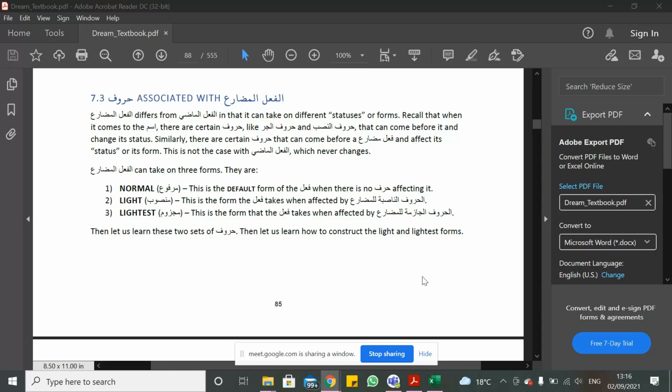Are you understanding so far? Yes. Okay. When we say a rafa form, we mean the normal fi'l mudari chart that we have studied. This is the normal look of our fi'l mudari, and it's in the marfu form. But the light huruf that we studied, huruf nasiba, are an, lan, kai, and hatta. When these four huruf appear before a fi'l mudari, it makes it light, and we call the fi'l mansoob, and that's why they are called huruf nasiba. Then we studied another set of huruf, huruf jazima, which were in, lam, lamma, and la. When these huruf appear before a fi'l mudari, it makes it lightest, and we call it majzoom form. Now we will see what the mansoob and majzoom forms of a fi'l look like.